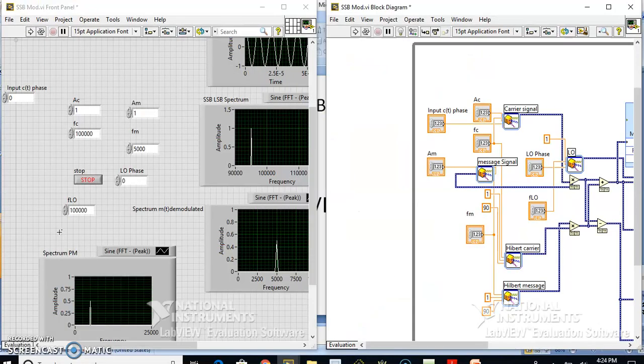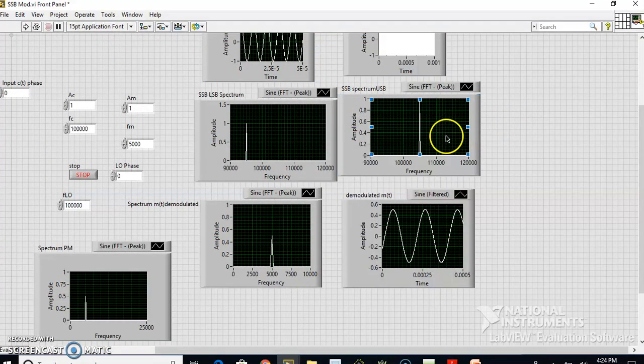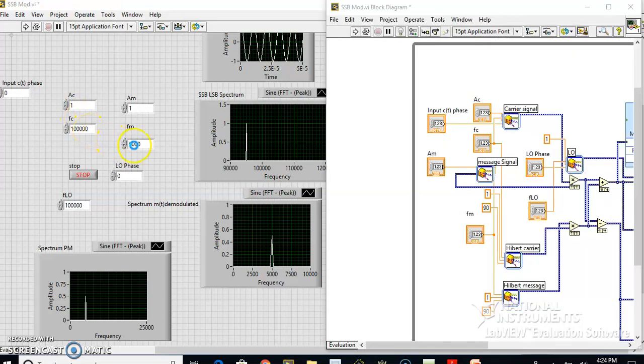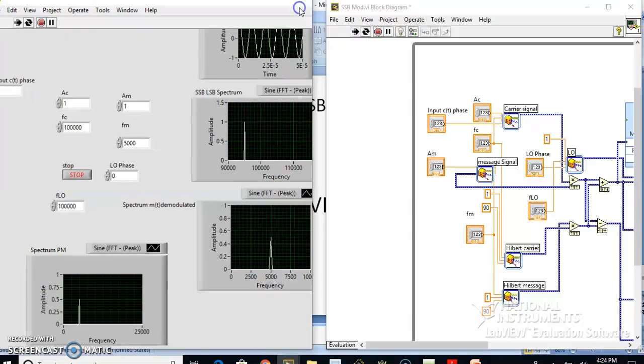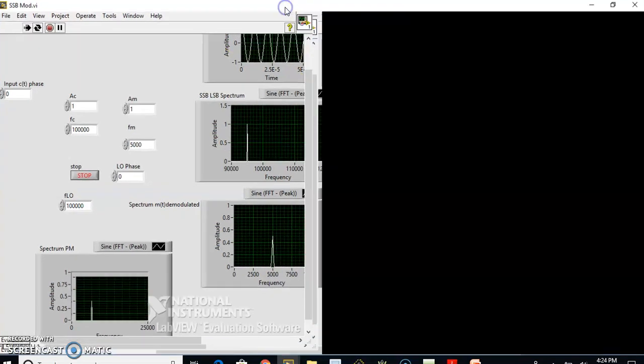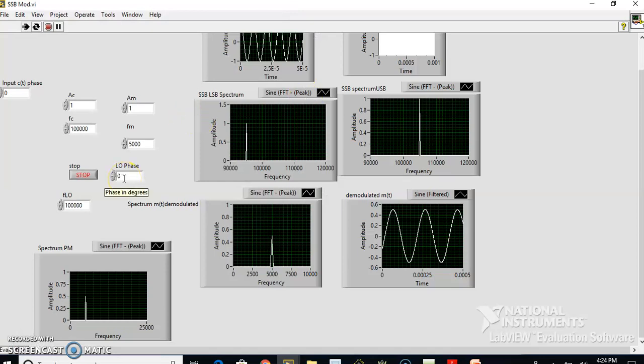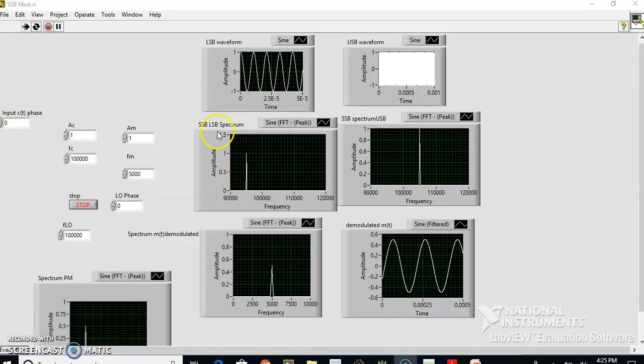Now it is running. We have kept the frequency of the carrier signal as 100 kilohertz. The frequency of the message signal is 5 kilohertz. The local oscillator phase is exactly the same. In the SSB, that is lower sideband spectrum, the carrier is at 100 kilohertz, so we have the lower sideband situated at 95 kilohertz. You can see here the modulation of the same. We multiply this spectrum with the carrier whose frequency is again 100 kilohertz.